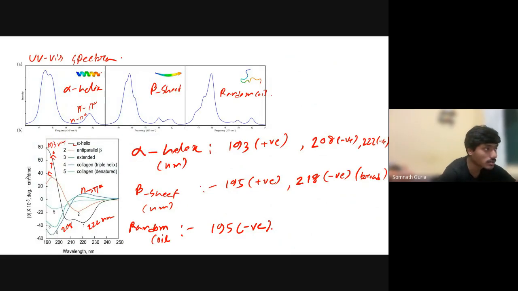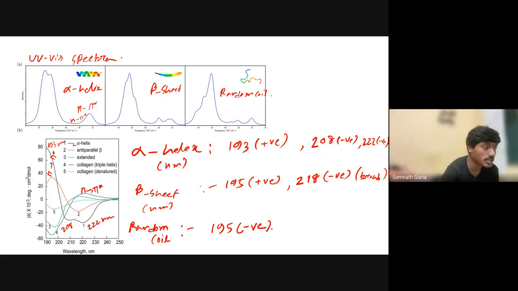Then we show what the characteristics of the alpha helix are in the CD spectra and UV-Vis. In the alpha helix, we have one pi to pi star transition around the 193 nanometer region, which shows CD activity in the positive direction. And there are two n to pi star transitions, because of the two different hydrogen-bonded amides present in the alpha helix, which are around 208 and 222 nanometers. Both bands are in the negative region.